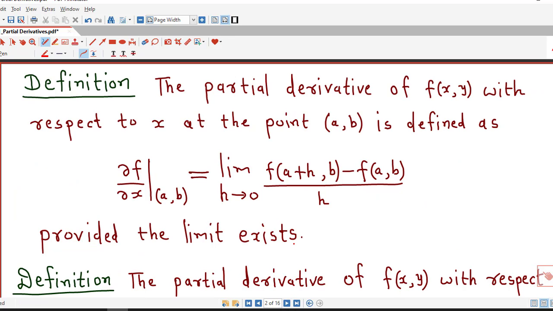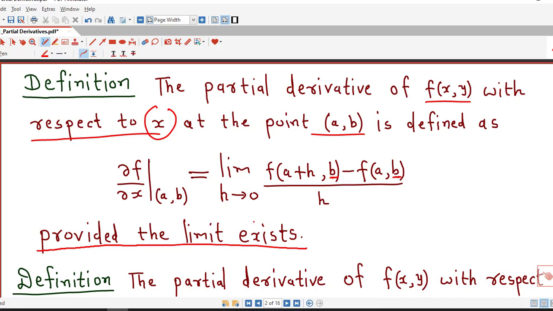So now we write down the definition. The partial derivative of a function of two variables f(x, y) with respect to x at point (a, b) is defined as this limit of f(a plus h, b) minus f(a, b) divided by h. Here we are defining the partial derivative with respect to x, so we consider y equal to b, that is, we consider y as constant, and we use the definition of the ordinary derivative with respect to x. If this limit exists, then this partial derivative exists.